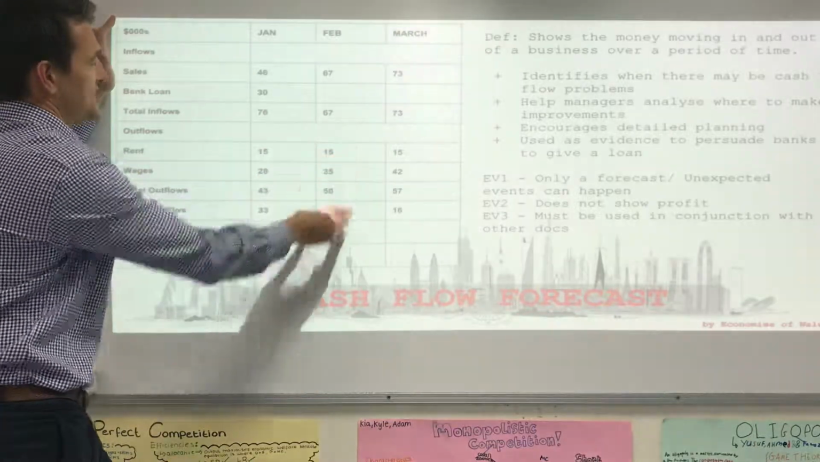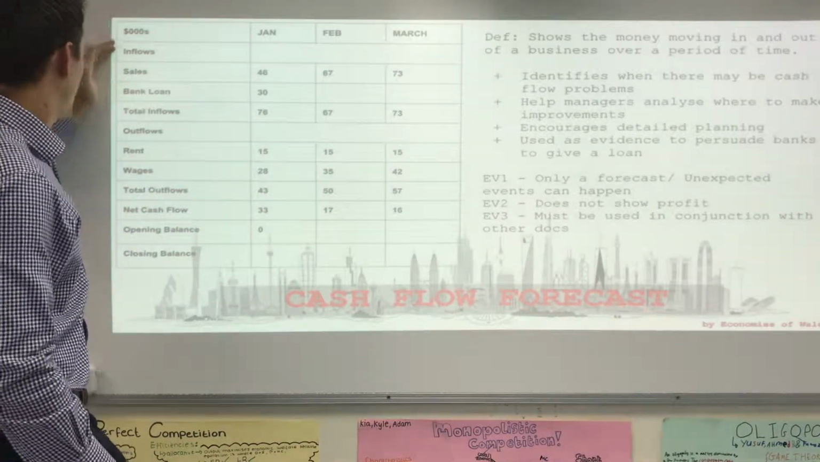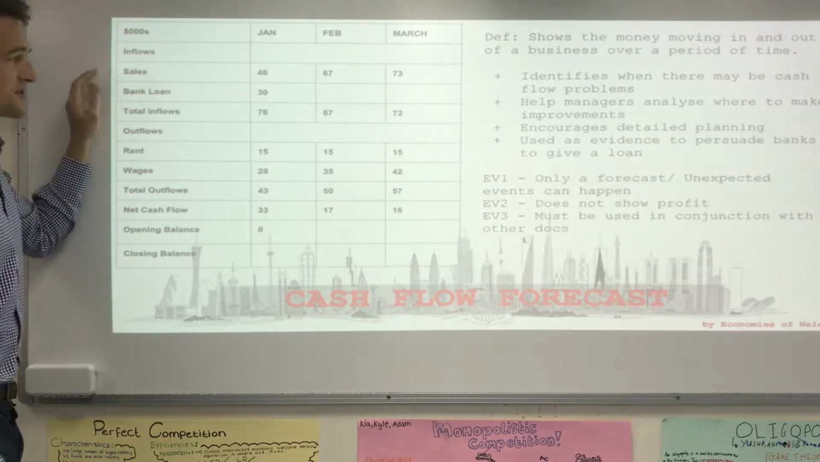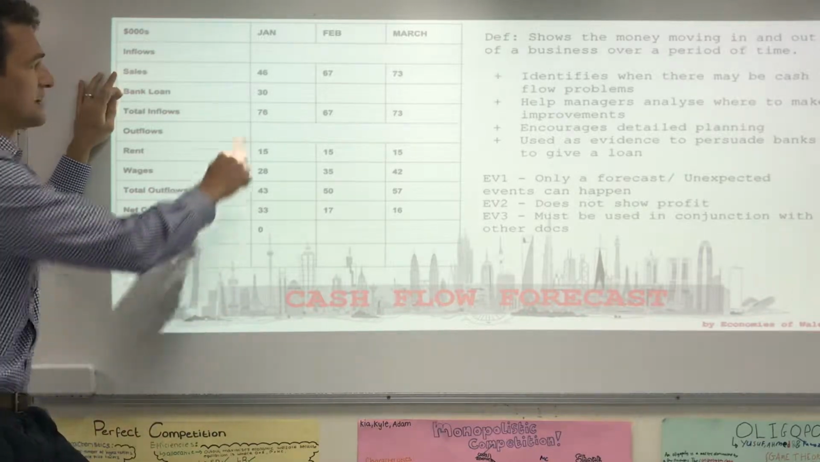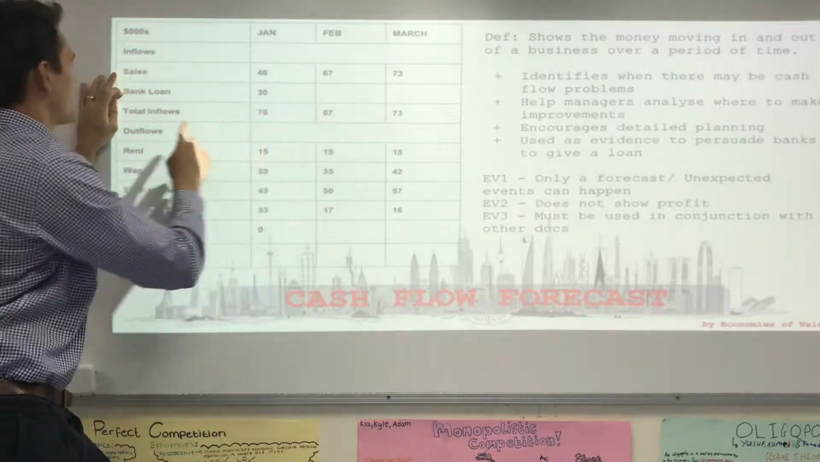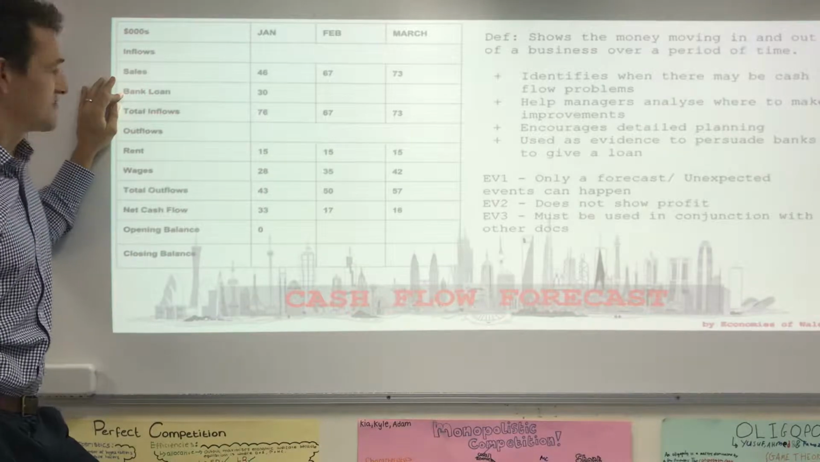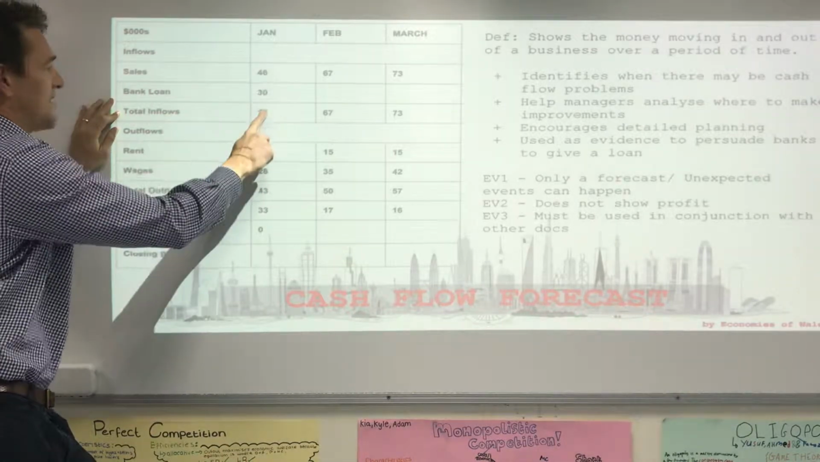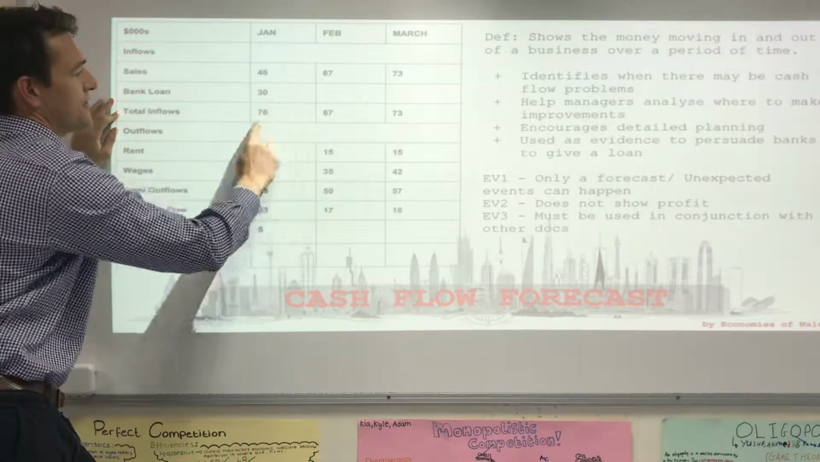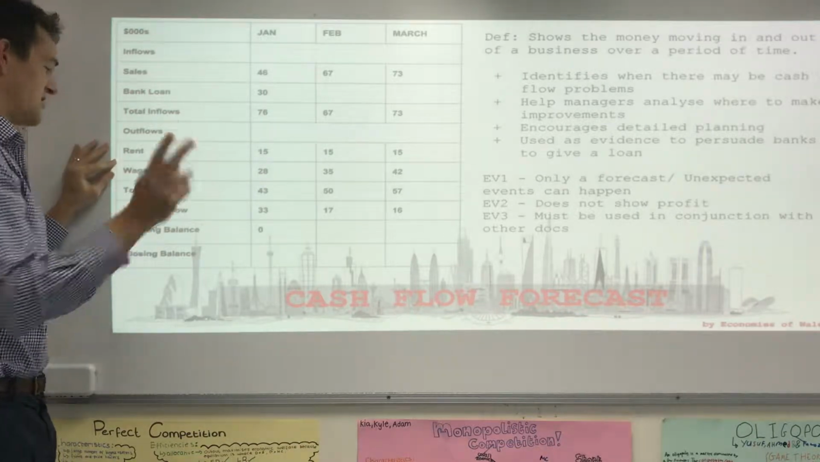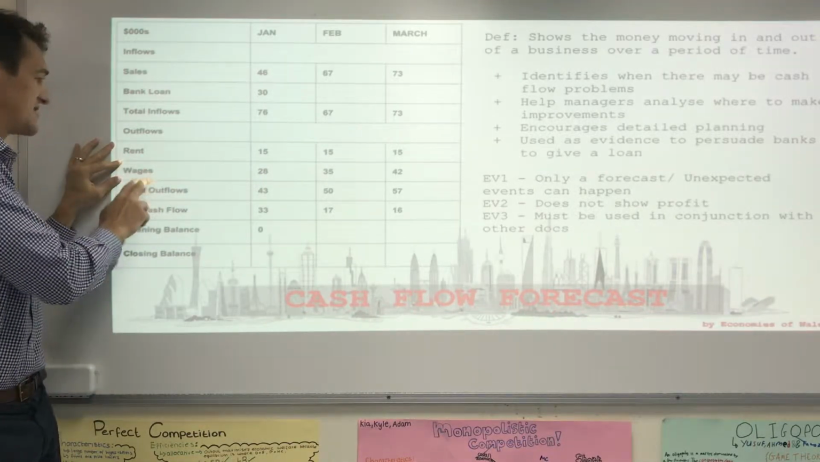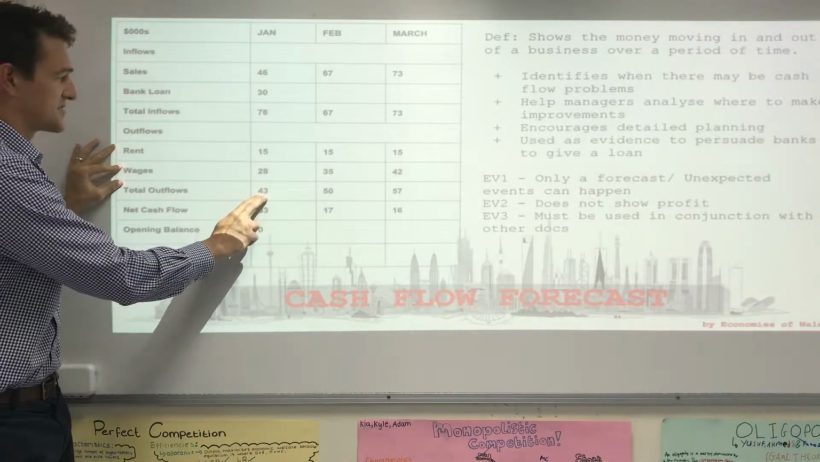We've got months vertically. So I've included 3 months on this cash flow. I've listed my inflows, kept it simple, 2 inflows: sales, selling our product in each month, and also we get a bank loan in January. Total inflows, I've added up all my inflows in each month, and that's what I get. Outflows, kept it simple, my business only has rent and wages. Total outflows are here.